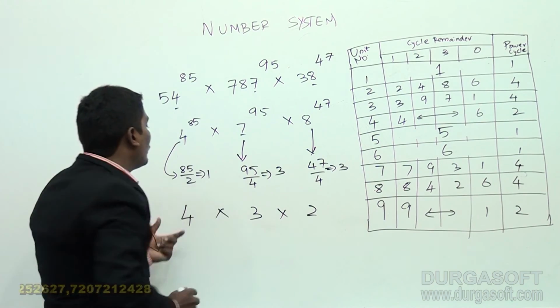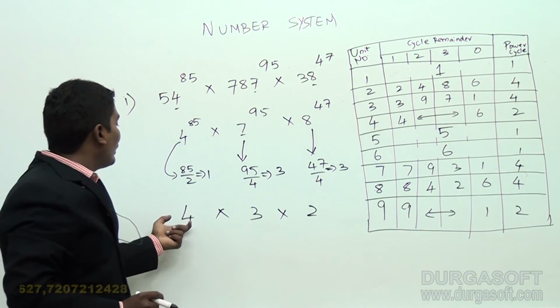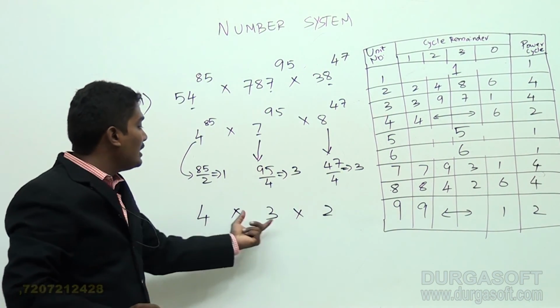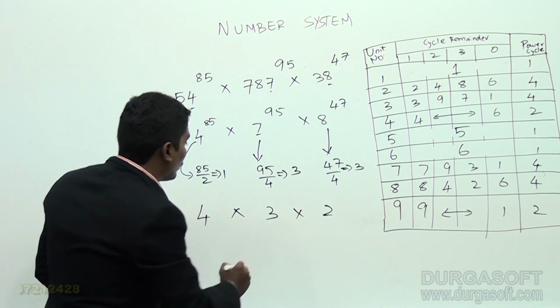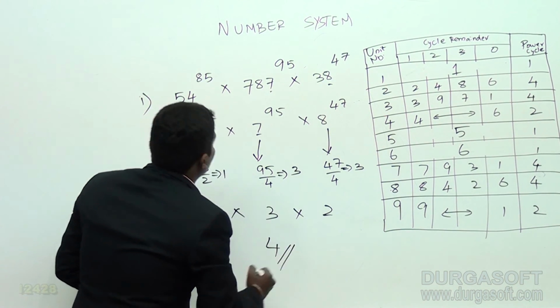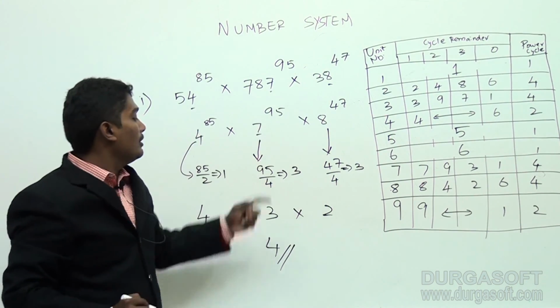And the operation given is multiplication, a product. So I'll write 4 into 3 into 2. 4 threes are 12, 12 twos are 24. The unit digit is 4. So the unit digit of this entire number will be 4.